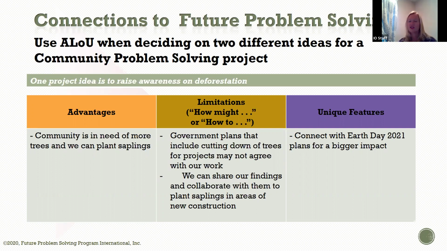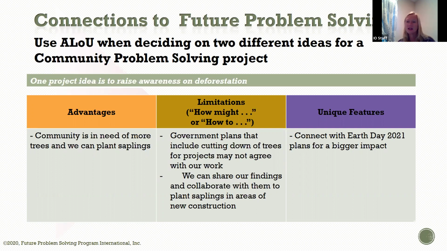The first project idea we'll take a look at is a project on raising awareness for deforestation. So what are some advantages? Here's one example. I'm sure we'd have many more if we spent more time on this. One example would be the community is in need of more trees. We can plant saplings, okay? Saplings are pretty inexpensive and pretty easy to do with just a little hand shovel.